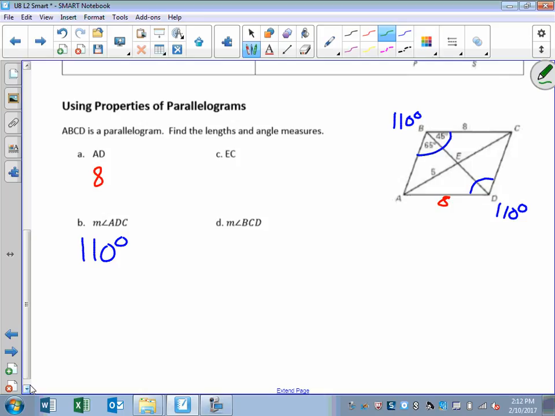Now if we look at C, we also know that the diagonals of a parallelogram bisect each other. Okay? So that means that each diagonal is cut equally in half. So if AE is 5, then EC has to also be 5.